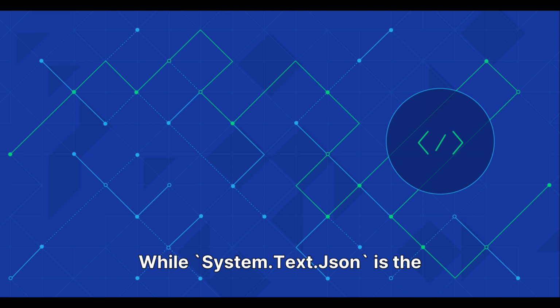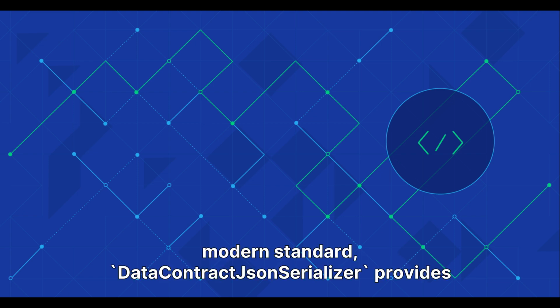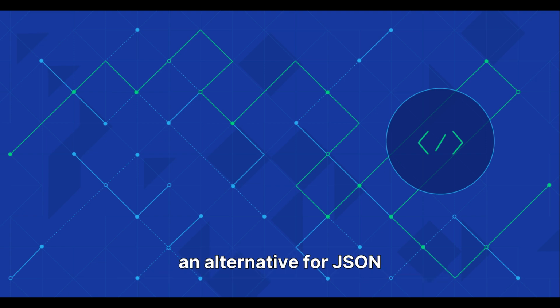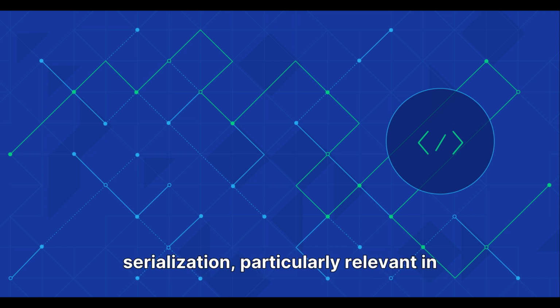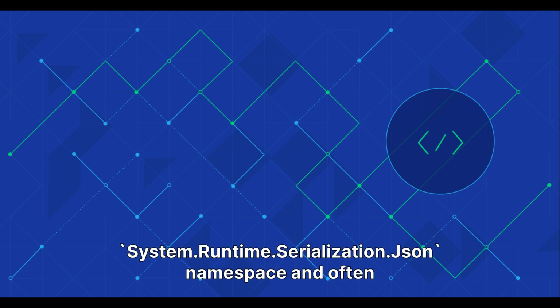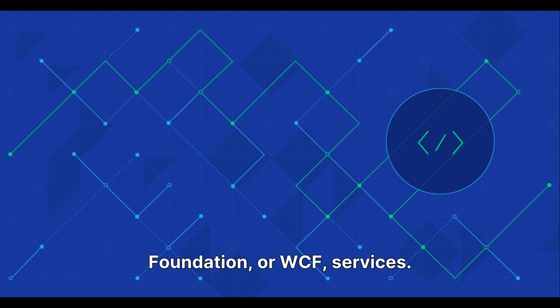While System.Text.Json is the modern standard, DataContractJsonSerializer provides an alternative for JSON serialization, particularly relevant in older frameworks or enterprise scenarios. It's part of the System.Runtime.Serialization.Json namespace, and often used with Windows Communication Foundation, or WCF, services. Understanding its existence is important when working with legacy codebases or projects not yet migrated to System.Text.Json.